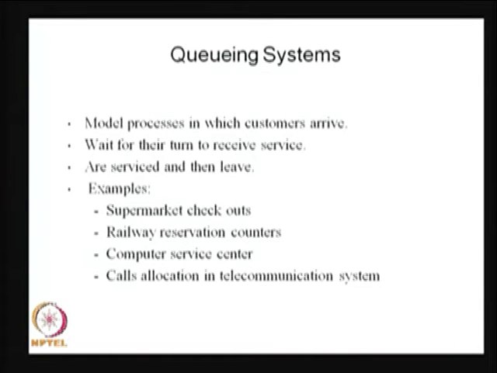So how can one define the queuing system? You can see many examples: whenever you go to the supermarket to get some items, or see the railway station counters, or a computer service center where many PCs and printers are there, and so on. You can also see examples in call allocation in telecommunication systems. In all those examples something is getting served and leaves the system.